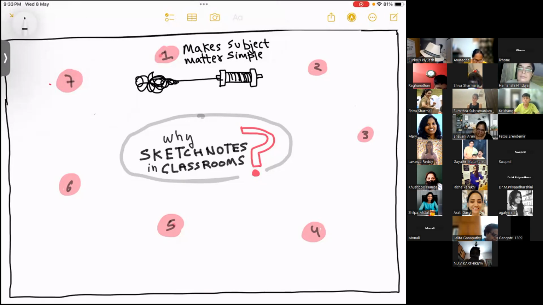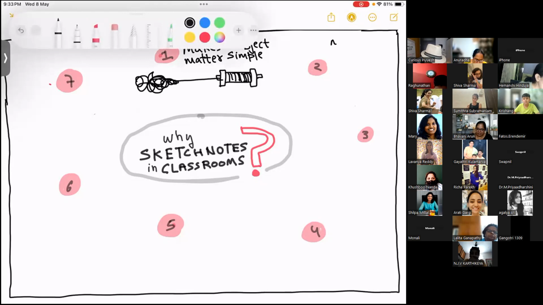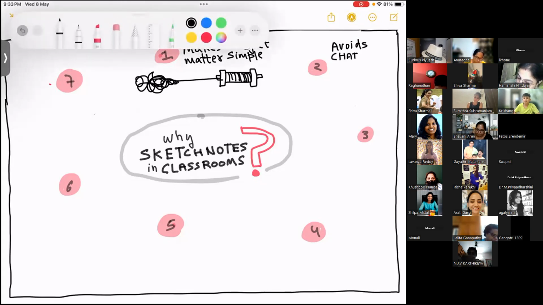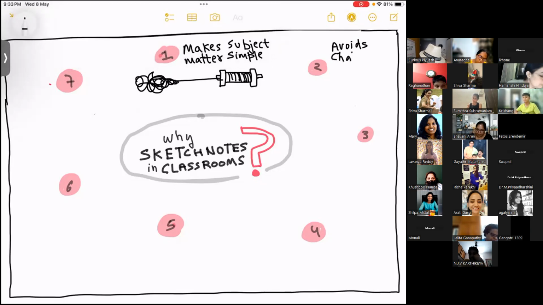Then avoids ChatGPT cheating. Avoid. Okay. Then I will be writing in the same font style. Avoids. I don't know why I switched to capital letters. I think ChatGPT doesn't deserve a capital letter. So chat.